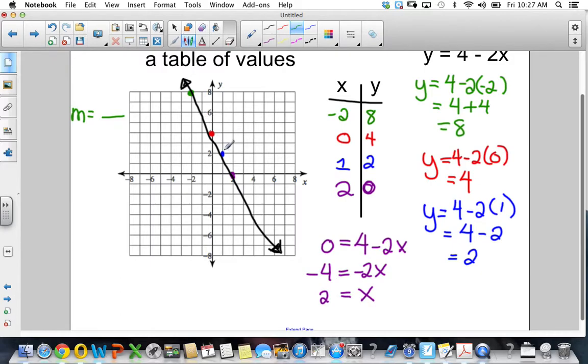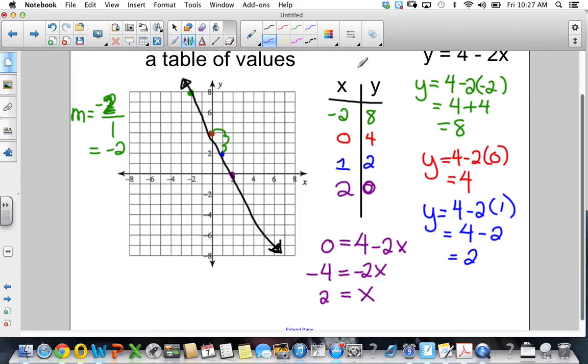The rise is 1, 2, and the run is 1. And we know in general that the line goes down to the right, so it's a negative. So the slope of our line is -2.